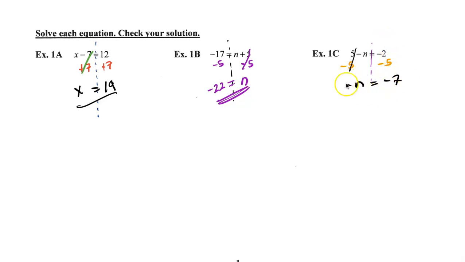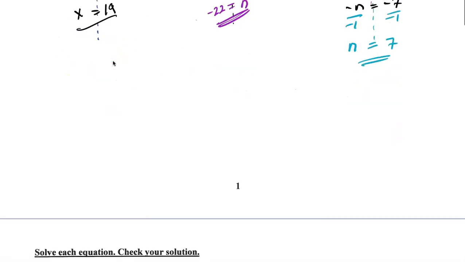And then here we're actually not done yet, because I just have negative n. You don't want negative n, you just want n. So to get rid of that negative 1, we're going to divide both sides by negative 1. Negative n divided by negative 1 is just n, and negative 7 divided by negative 1 is 7. So again, the equal sign is kind of like a wall. Whatever you do to one side, you have to do to the other side. And we want to do opposite operations to get rid of them.